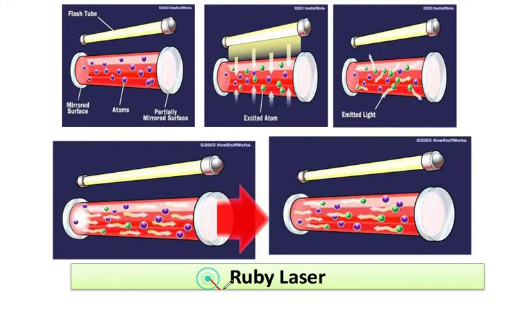This is a ruby laser. Already I have explained it in my first lecture of laser beam machining. You can see this is the flash tube. This is the partially mirrored surface, this portion. These are purple color atoms and this is also a white color mirror surface. Excited atoms, you can see this way they are getting excited. These are the emitted light. And then what is happening, it is getting here and it is ejected in this form of light. So this is particularly the ruby laser.